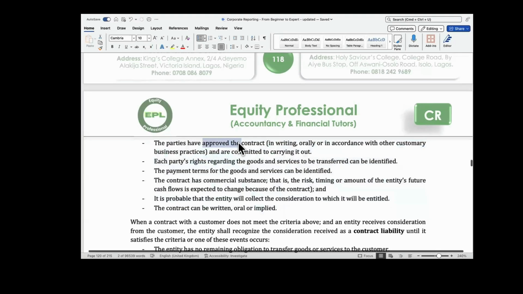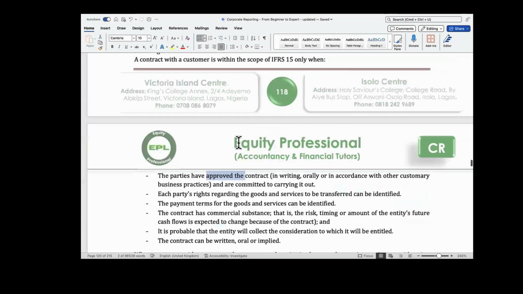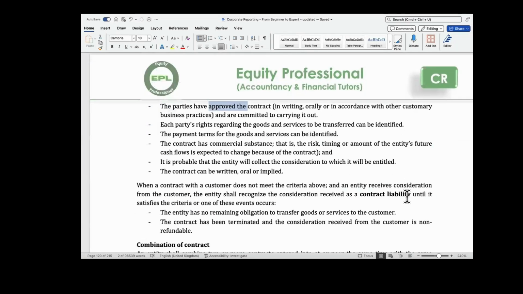So that's why we are saying that when the above is not met, then you can only recognize a contract liability. That is, you debit bank, you credit a contract liability.